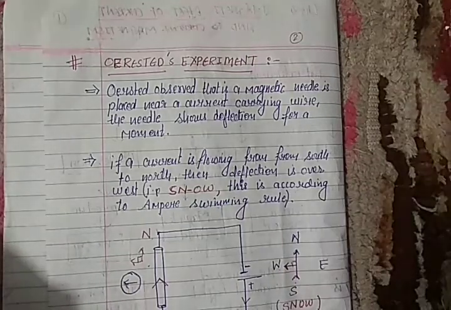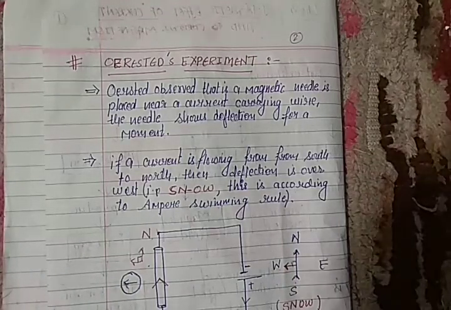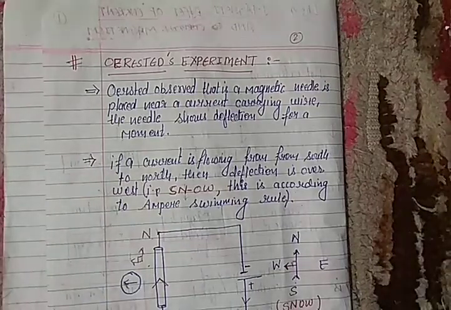Now we are starting with chapter number 4, magnetic effect of a current. We are starting with the very first topic, that is Oersted's experiment. We already discussed this topic, Oersted's experiment, in our standard 10th. So let's take what we have done.